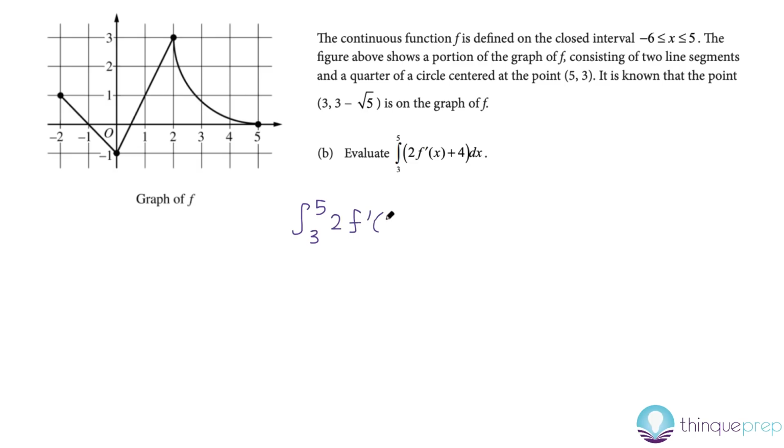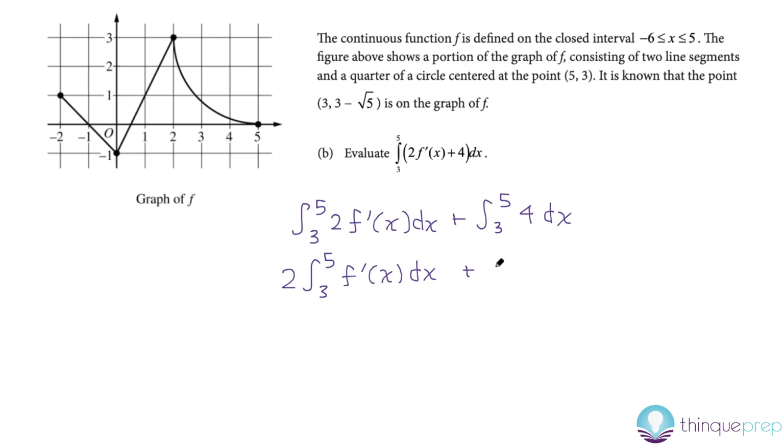So it's the integral of 2f prime of x dx plus the integral from 3 to 5 of 4 dx. So that'd probably be my first step. Whenever you have a constant, you can also pull out a constant in front of your integrand. So we want to evaluate the integral of f prime of x dx.